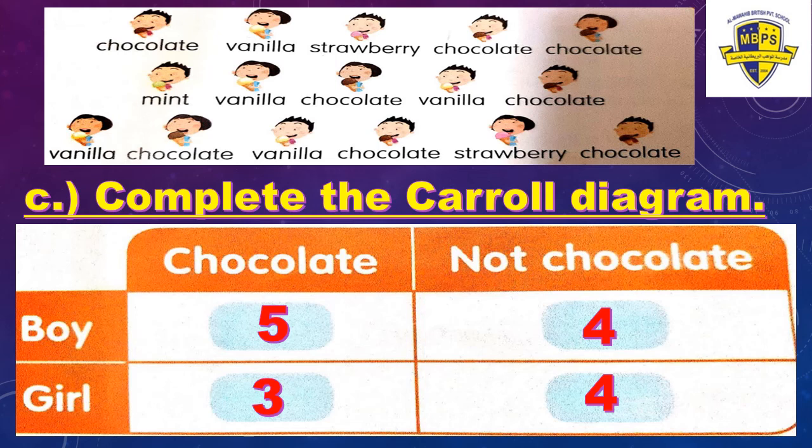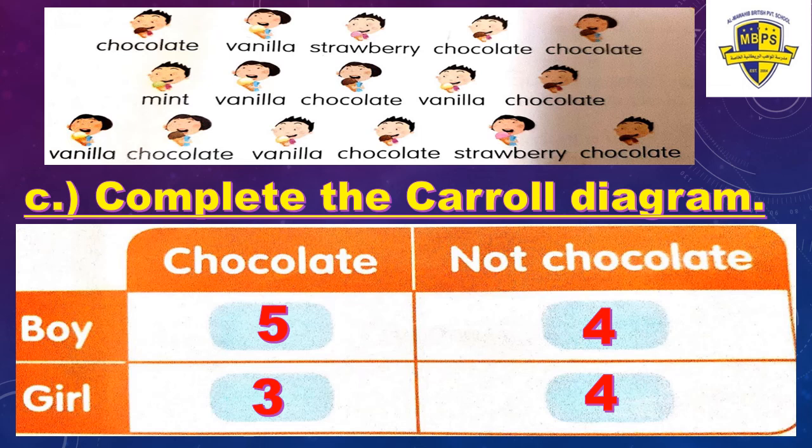Okay, so come on, keep your finger on the boys who do not like to eat chocolate flavor ice cream. Let's start counting. We have 1, 2, 3 and 4. Very good. So 4 boys do not like chocolate flavor ice cream. Okay, excellent children. And the last question.